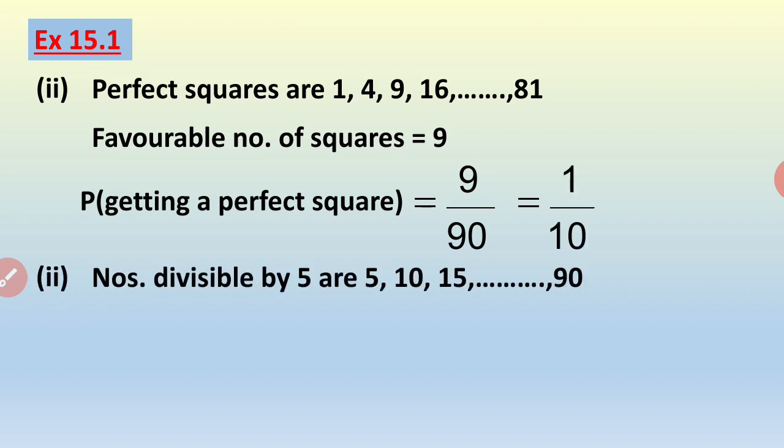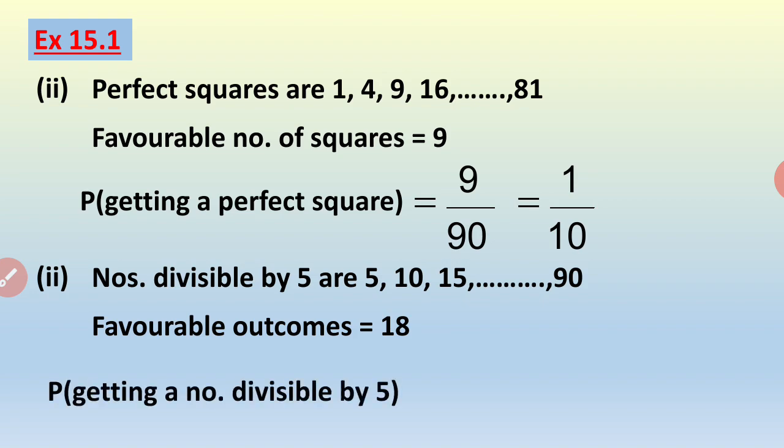The next one is numbers divisible by 5. So we are going to list them up. They are 5, 10, 15 and so on up to 90. When we count them, the total number of favorable outcomes will be 18. So the numbers like 5, 10, 15 up to 90, they are 18 in number. So the favorable outcome becomes 18 and the probability will be 18 upon total, that is 90, which is 1 upon 5.